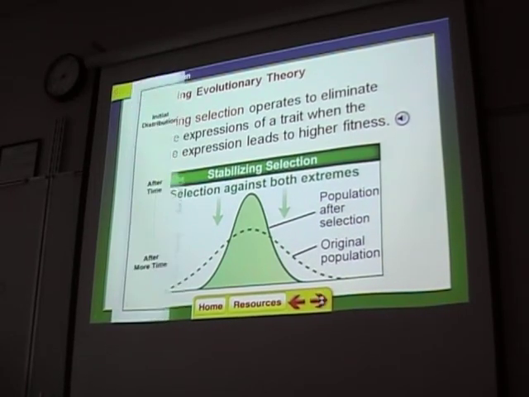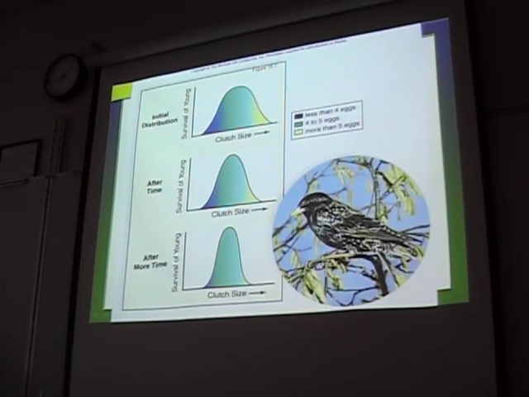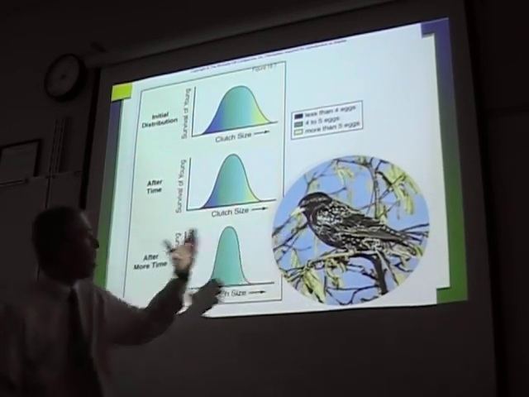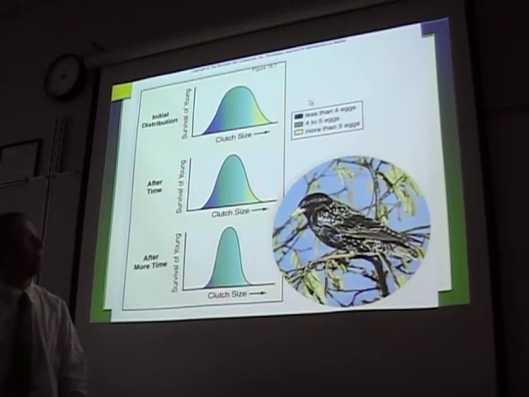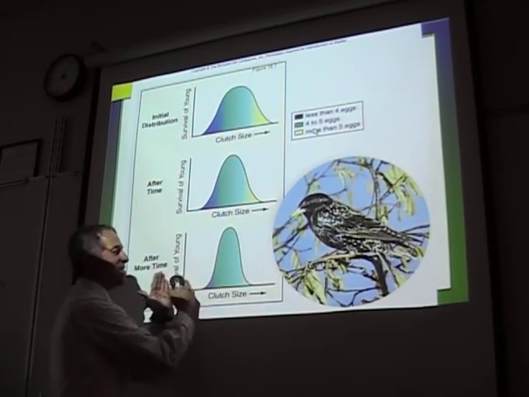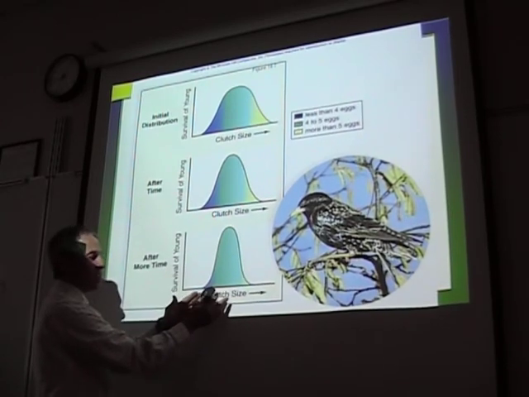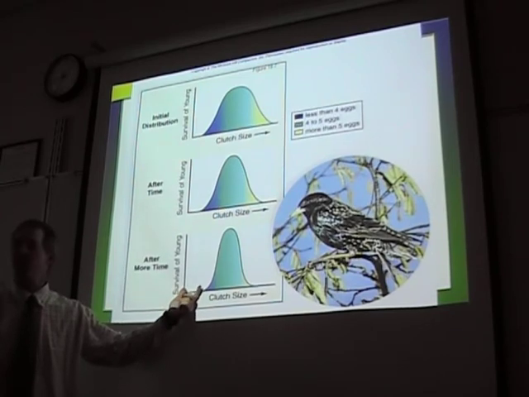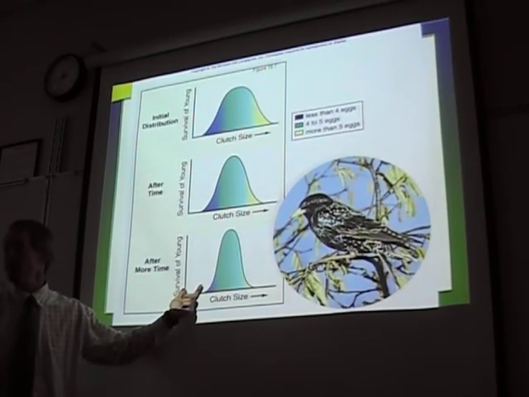There's another type of selection. Oh, and they talk about this bird's clutch size. This bird always lays 4 to 5 eggs. So it's got a real skinny curve of clutch size. It never lays only 1 or 2 eggs. What happens if you only lay 1 or 2 eggs? You got a problem? Yeah.